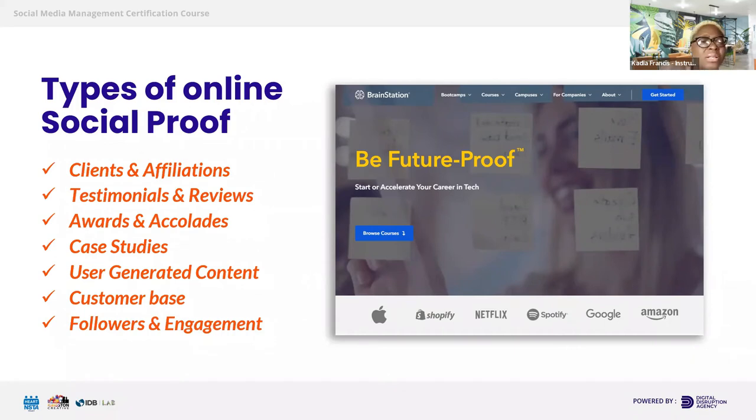Of course, followers and engagement is a type of social proofing. If you go on a page and nobody comments and they don't have a lot of followers, are you gonna stay there?